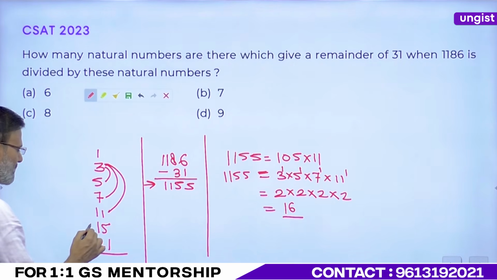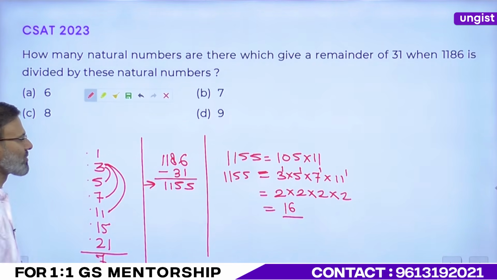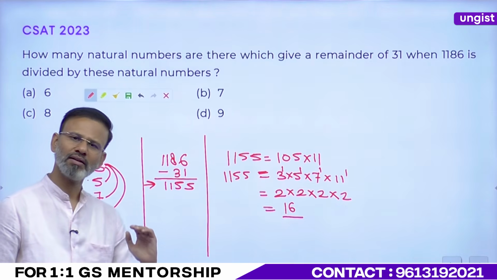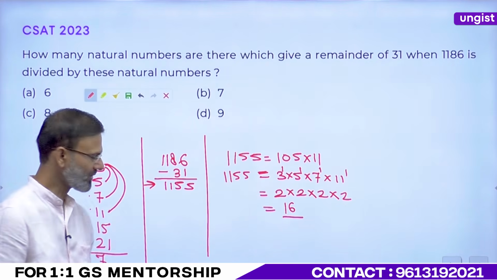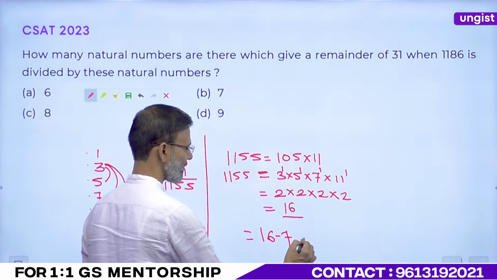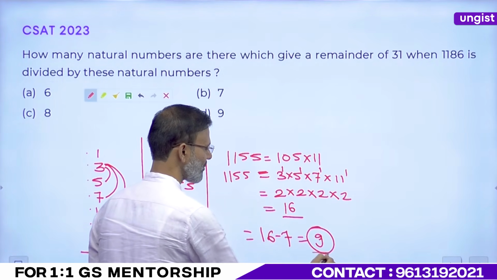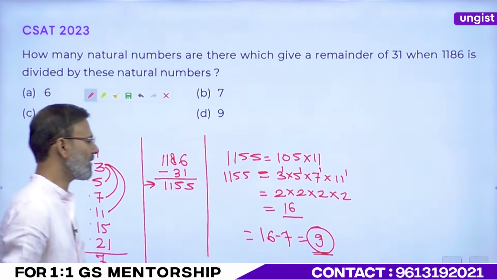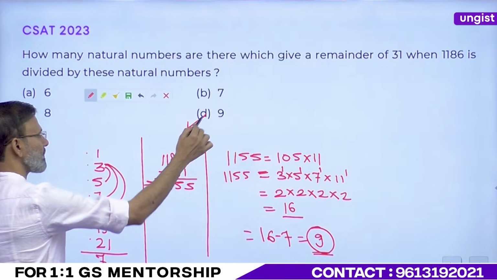That's it. 1, 2, 3, 4, 5, 6, 7. 7 factors of this number are less than 31, right? So the remaining will be greater than 31. So 16 minus 7 is 9. So 9 of them will be greater than 31. The correct answer is 9.